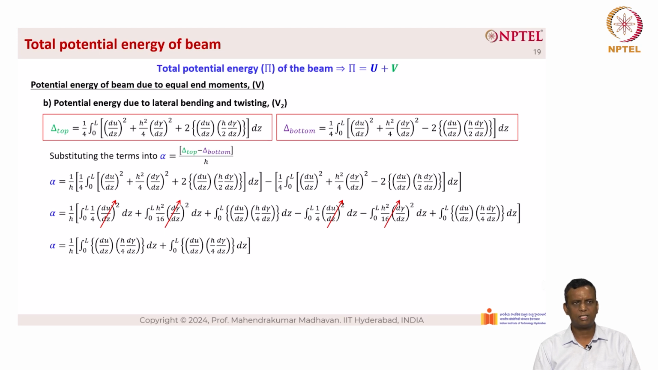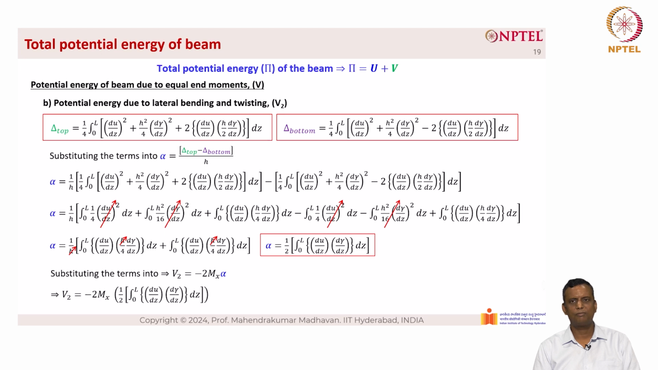Now we can take h common and eliminate h, and we can add 1 by 4 and 1 by 4. So it becomes alpha equal to half into integral 0 to L of du by dz into d gamma by dz into dz. Now let's substitute that into the equation V2 equal to minus 2 mx into alpha. Now V2 equal to minus 2 mx into half into integral 0 to L of du by dz into d gamma by dz into dz. This can again be simplified further because the half and 2 get cancelled. So we have V2 equal to minus mx into integral 0 to L of du by dz into d gamma by dz into dz.